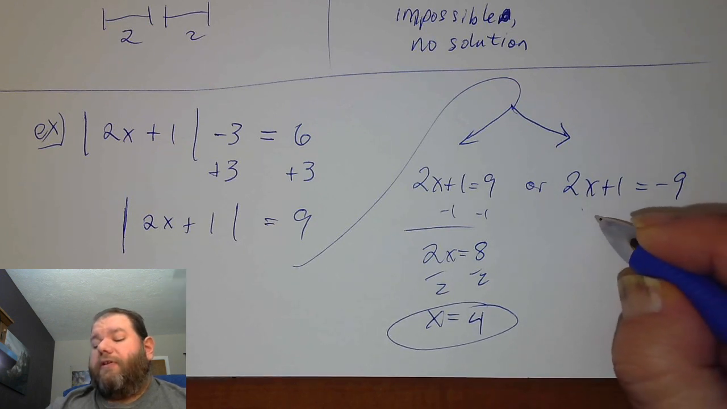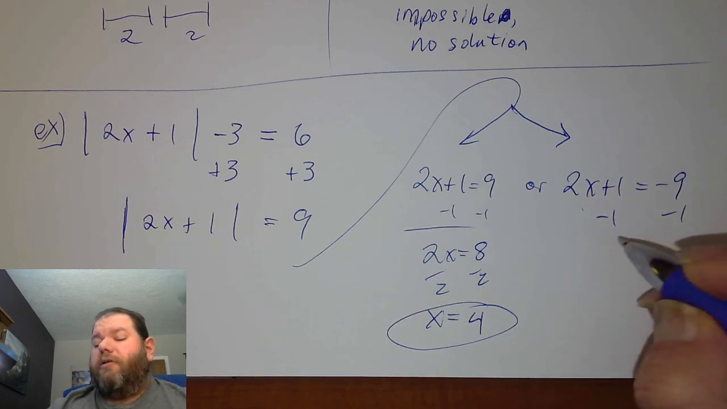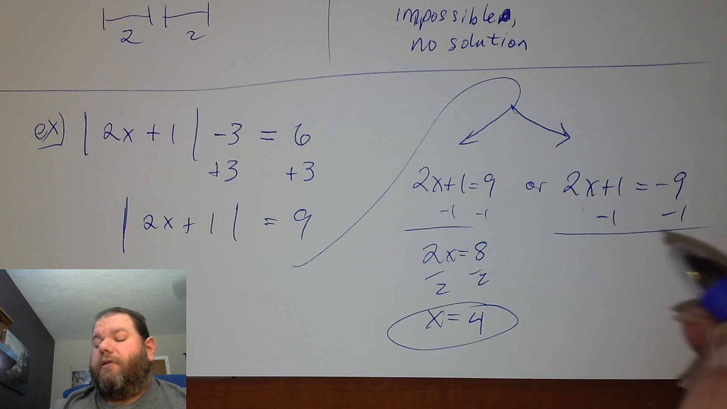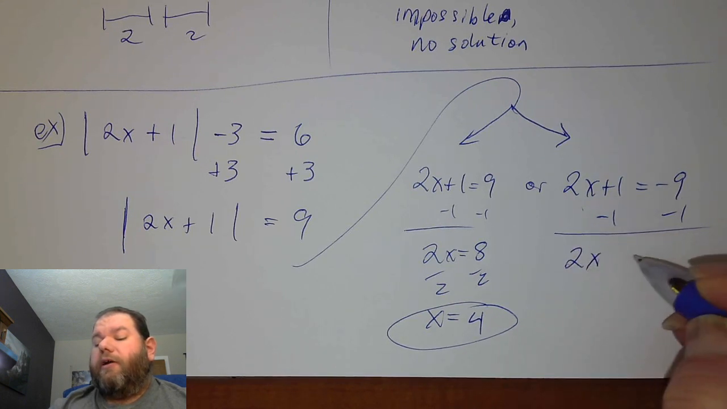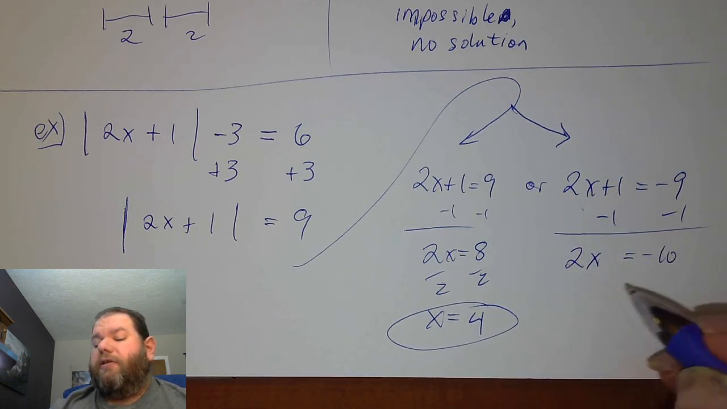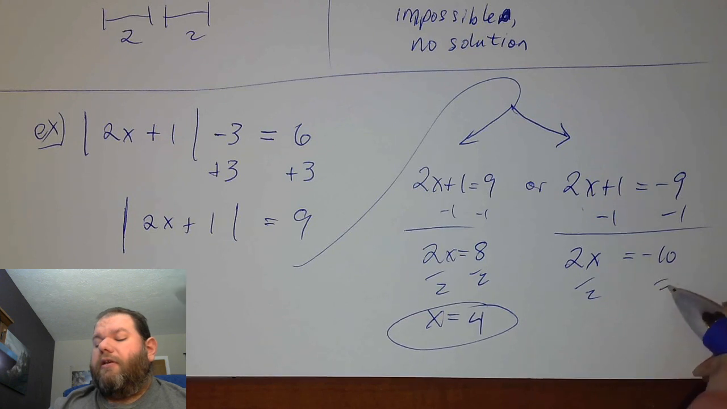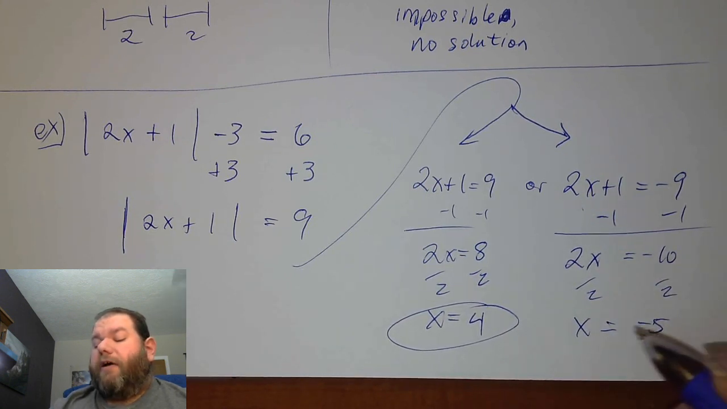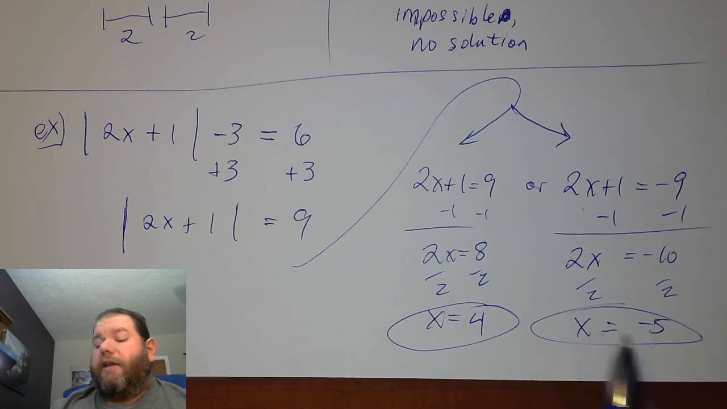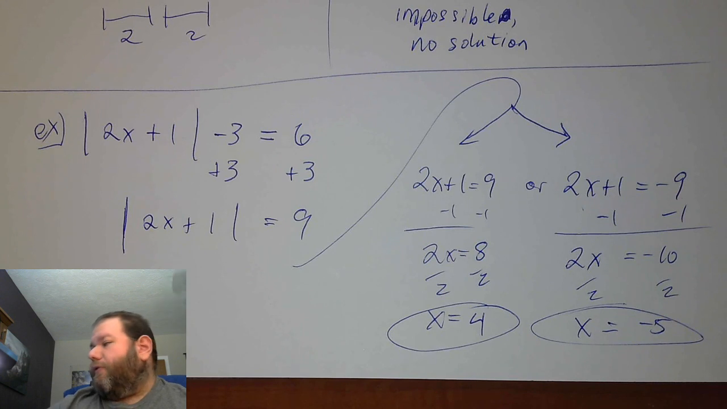Now we'll actually take the same two steps here. Subtract 1 first. So 2x is negative 10. And then divide by 2. So x is equal to negative 5. So 4 and negative 5 are the two solutions here.